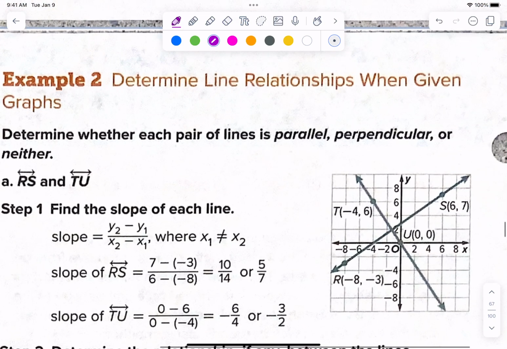All right, next one, example 2. Flip over to the next page. Example 2.